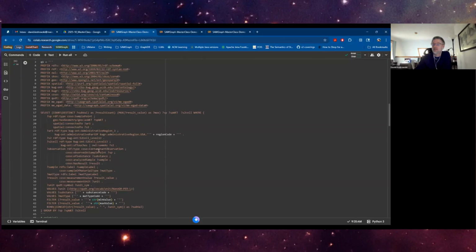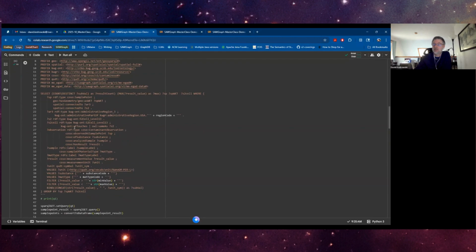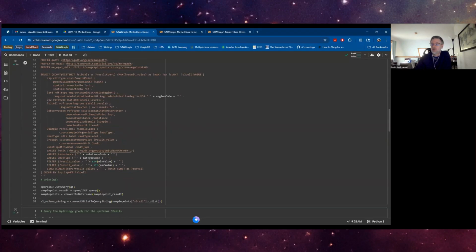It then finds S2 cells that each of the sample points are located in, and then looks for essentially rivers or streams that are near using those S2 cells. And then it also pulls up a bunch of information specific to the sample in terms of the results that were found from testing.